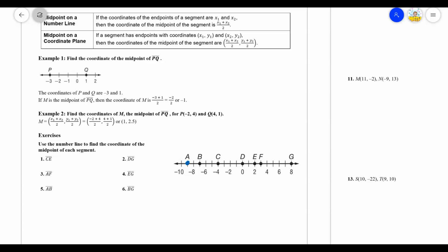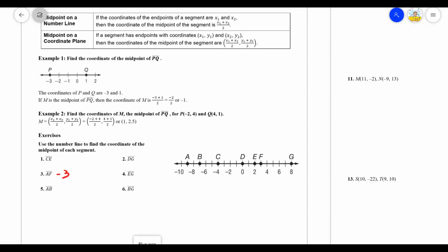And let's try another one. We're here at A, which lives at -9, and we're going to go all the way to F, which is at 3. So again, -9 plus 3. It's just 2 steps here, and then we'll divide that by 2. Be careful with adding your negative numbers. -9 plus 3 is -6. Divide that by 2, and that midpoint should live at -3. Okay, that should make sense. It should look right to us spatially.